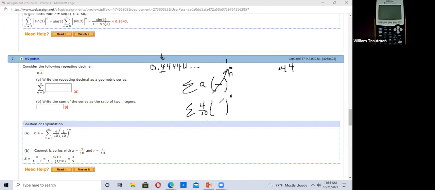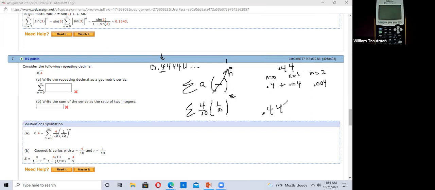For the second one, if you put 1/10 here, then it's going to be 0.4 plus 0.04. You see, that's the second. This is n equals 0. This is n equals 1. And then if you put a 2 here, 1/10 to the second power is 1/100. And if you put a 2 here, n equals 2, you get 0.004. So this just keeps on going.